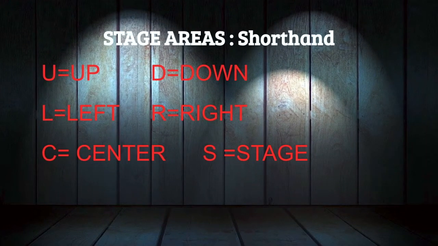Before we go on, these letters we use for shorthand. U is up, D is down, L is left, R is right, C is center, and S stands for stage. All right, so we're looking at this stage diagram. I'm going to bring my mouse on screen. You're going to see down here this curved edge. That is usually called the apron. And then you can see a little dash. That's the curtain line. So this is towards the audience. Then away from the audience is the opposite. So when we're talking about up and down, up is away from the audience and down is towards the audience. Up, away, down, towards. Okay?